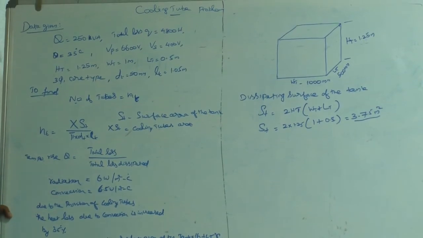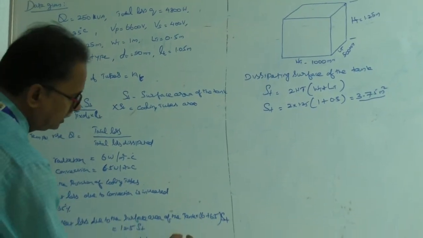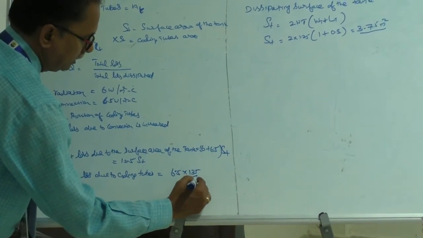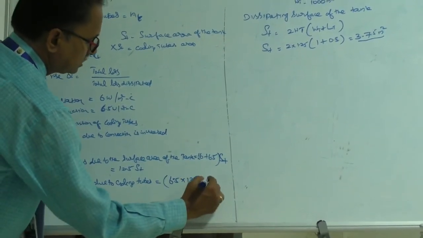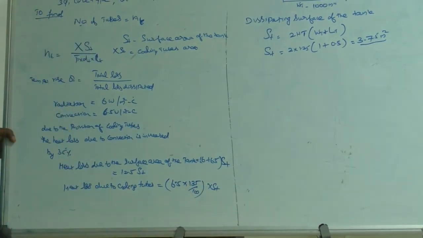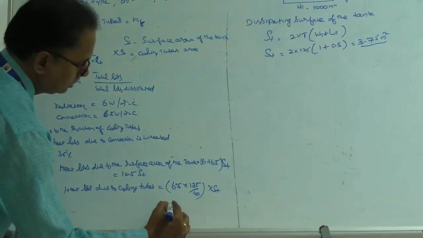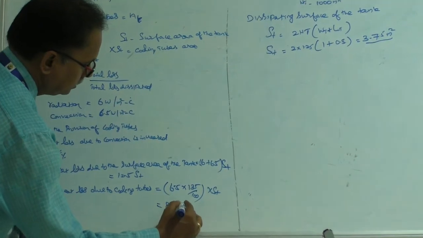So heat loss due to cooling tubes is 6.5 into 35% increase, that is 135 divided by 100 into XST. XST is area of the cooling tubes. So heat loss due to the cooling tubes area is equal to this. This is roughly equal to 8.8 XST.